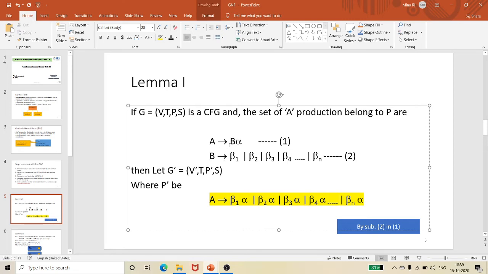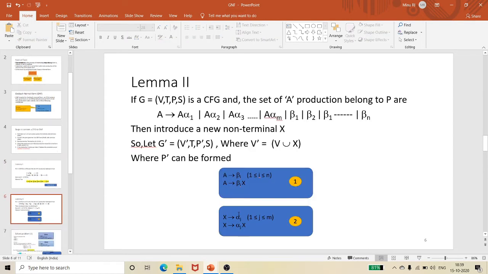If a non-terminal gives some non-terminal with some alpha, this alpha could be a terminal or non-terminal, that is not a problem. If that is the case, and we have another production, that is B gives some set of productions like betas, betas also could be a terminal or non-terminal, whatever the case, we can simply substitute the value of B into that A likewise. So this is possible. This is a mere substitution. That is said to be lemma 1.